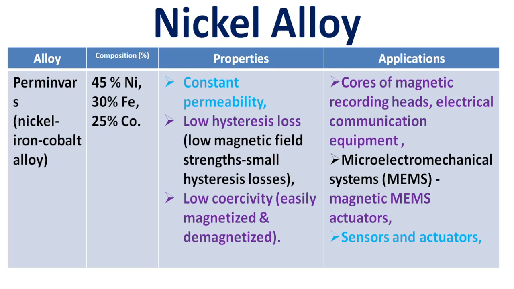Next is Perminvar. Perminvar is a nickel, iron, and cobalt alloy, with 45% nickel, 30% iron, and 25% cobalt. It has constant permeability, high electrical resistivity, low hysteresis loss, low magnetic field strength, and low coercivity, and is easily magnetized and demagnetized.